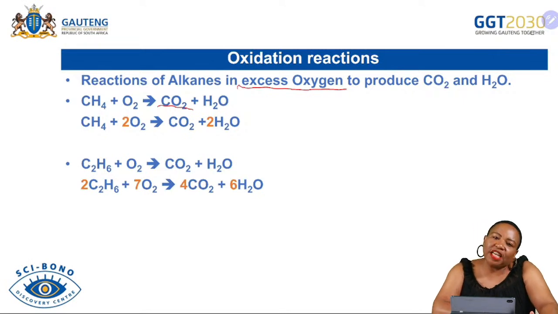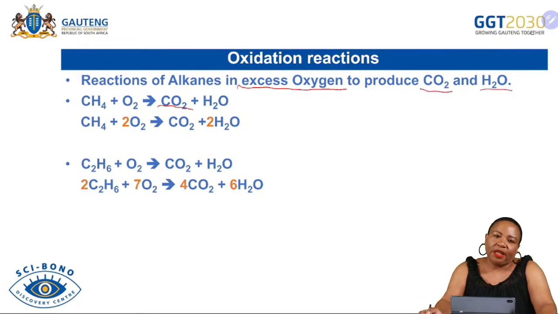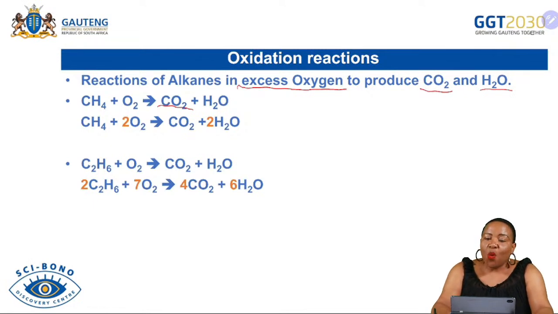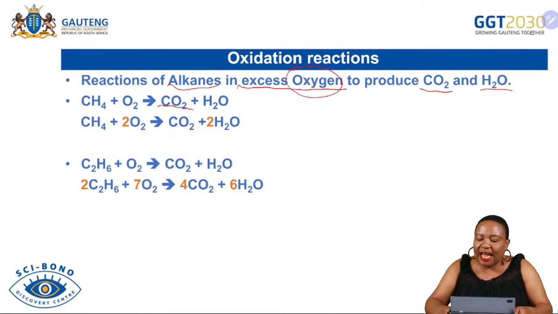So what are the expected products in terms of oxidation reactions? We will always expect carbon dioxide and water to be formed. So always when you are reacting alkanes or alkenes or other compounds with excess oxygen, you are going to get carbon dioxide and water. However, our examination will only be limited to alkanes, whereby only alkanes will be examinable and will react with oxygen, and then what we are going to get is carbon dioxide and water.